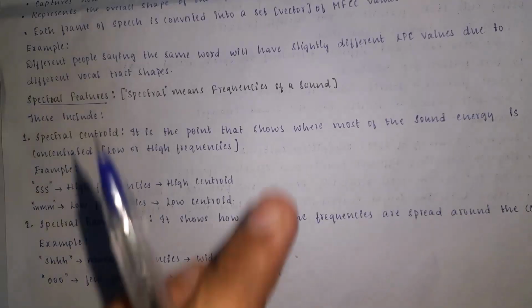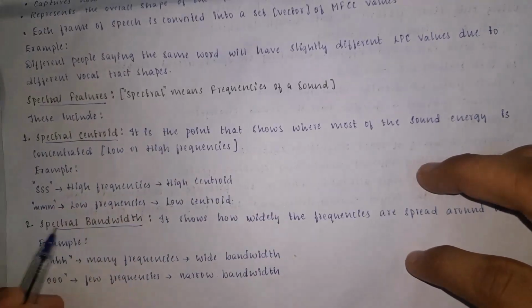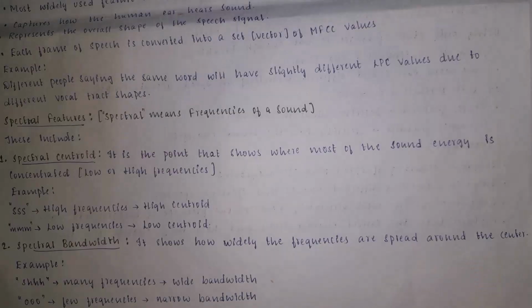Spectral is nothing but the frequency of sound. This includes spectral centroid, spectral bandwidth, and spectral roll-off. I will explain each of them. Spectral centroid will show where most of the sound energy is present. That is nothing but it will show where is high frequency and low frequency. For example, whenever the system hears a sound like S, it is considered high frequency, so it is considered a high centroid. For example, if the system hears a sound like M, there is low frequency, so it is considered a low centroid.